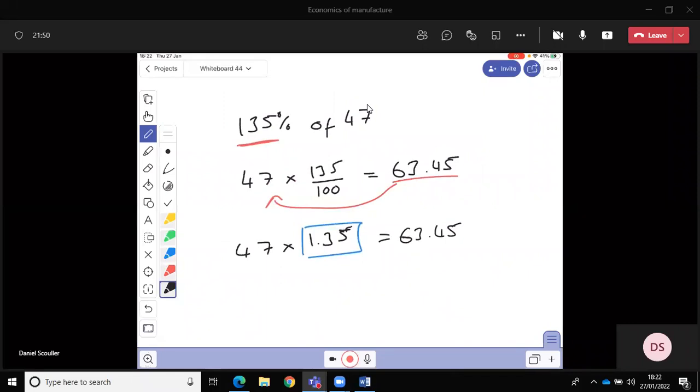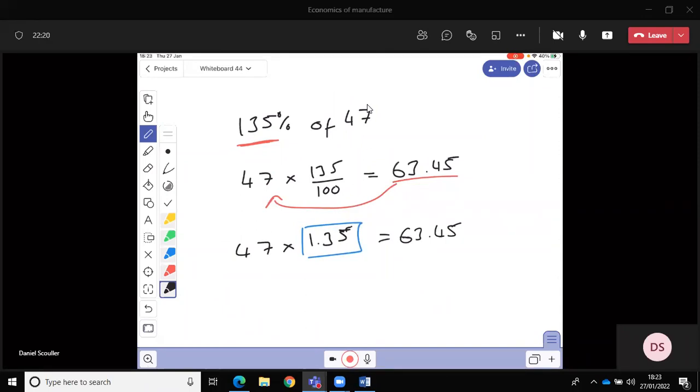So 135% is a percentage, it's just 135 divided by 100. That gives me a decimal multiplier to go with. So if we multiply 47 by that 1.35, we're going to get a number bigger than 47. So 135% of something is greater than the number we start with. The number we start with is the whole.